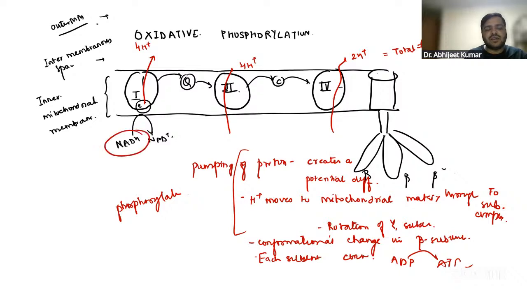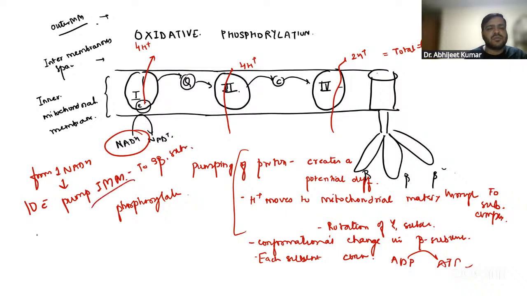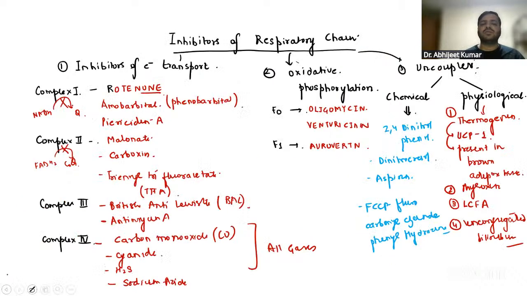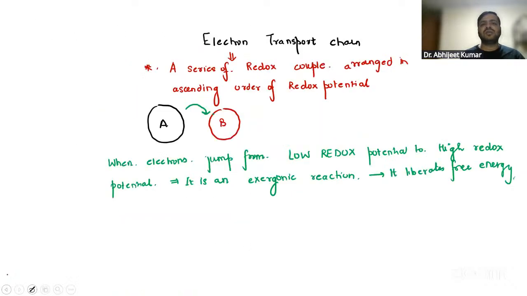From one NADH, guys, remember, basically 10 protons are pumped across the inner mitochondrial membrane to the 3 beta subunits. So it is approximately 2.5 ATP, roughly. This theory is also known as the chemiosmotic theory, put forward by Peter Mitchell. So that is the oxidative phosphorylation that you have to remember. That was regarding today's topic. I hope you understood this. Thank you for your patience and for listening to me.